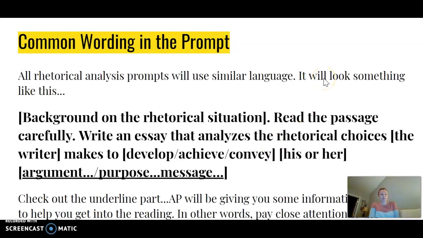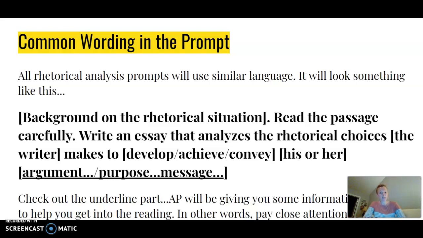Alrighty, so there is always common wording on the prompt, and you guys have probably noticed this before. All rhetorical analysis prompts will use similar language. It always will look something like this. So they're going to have some kind of background on the rhetorical situation. They will then say, read the passage carefully, write an essay that analyzes the rhetorical choices the writer makes to develop, achieve, or convey his or her argument, purpose, or message.